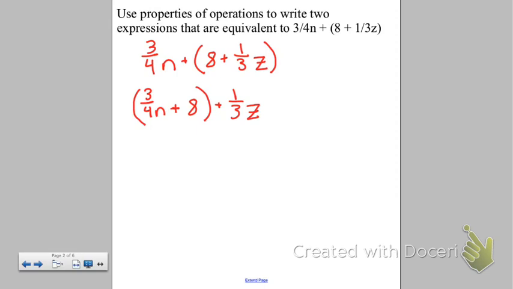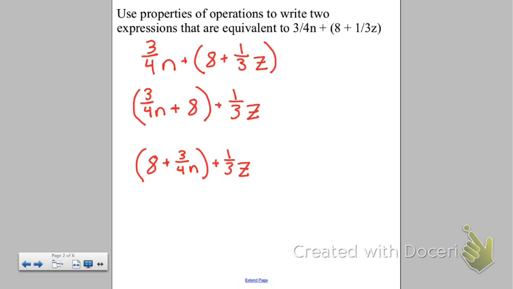Now my second equivalent expression that I can write would be using the commutative property inside my parentheses. I can switch the order and write this as 8 plus 3 over 4n, staying in the parentheses, plus the 1 over 3z can stay on the outside.